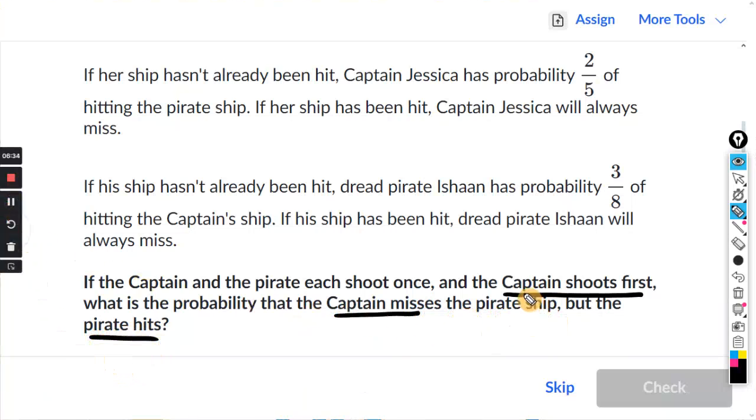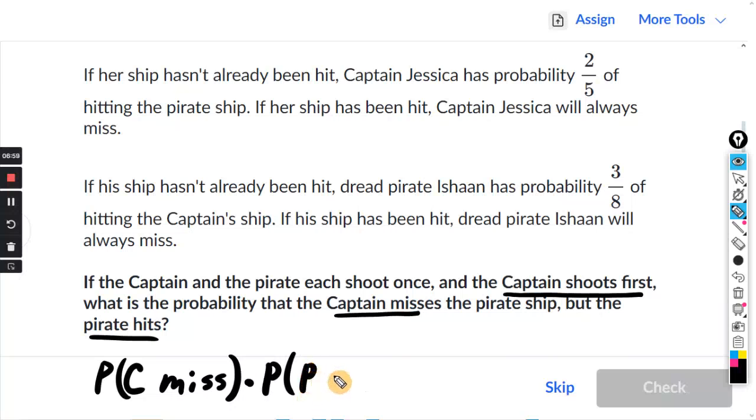All right, so if the captain shoots first, then put the probability for the captain first. And we want the probability that the captain misses. And for the pirate, we want the probability that the pirate hits. All right, now these are just multiplied.